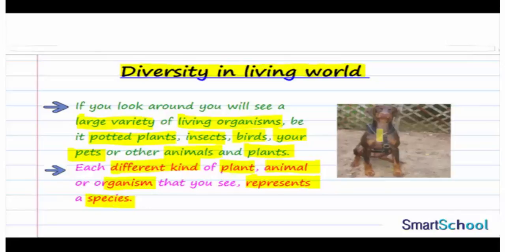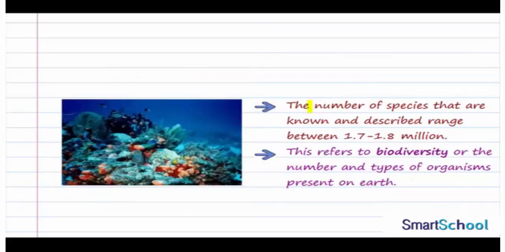Here you can see a mammal, the dog, which is a part of the diversity of this living world. The number of species that are known and described ranges between 1.7 to 1.8 million. This refers to biodiversity, or the number and types of organisms present on Earth.